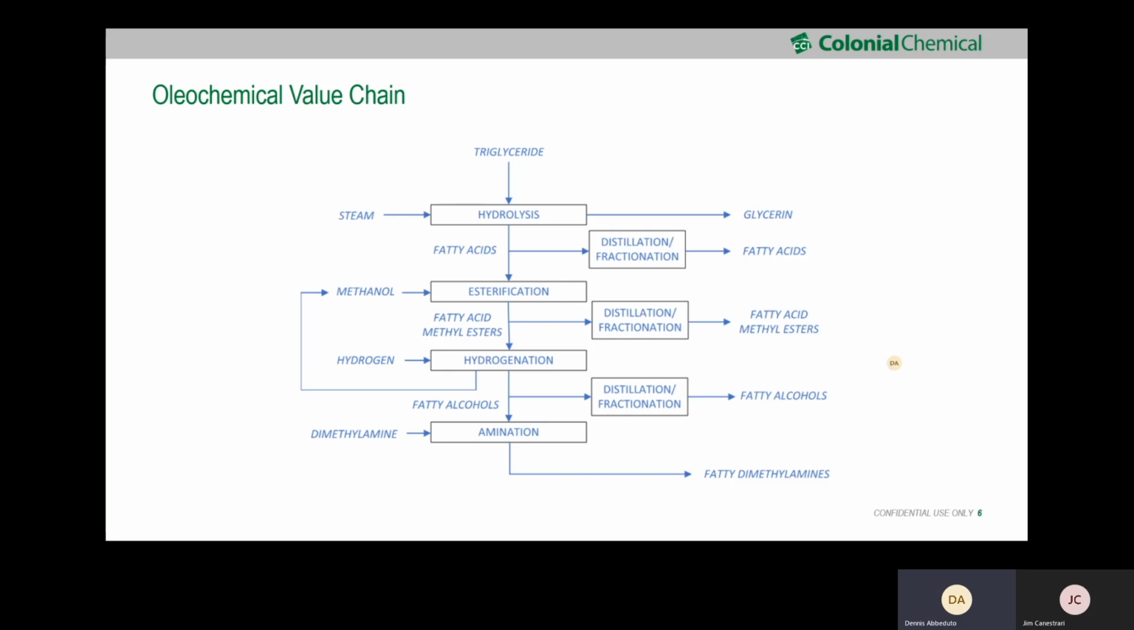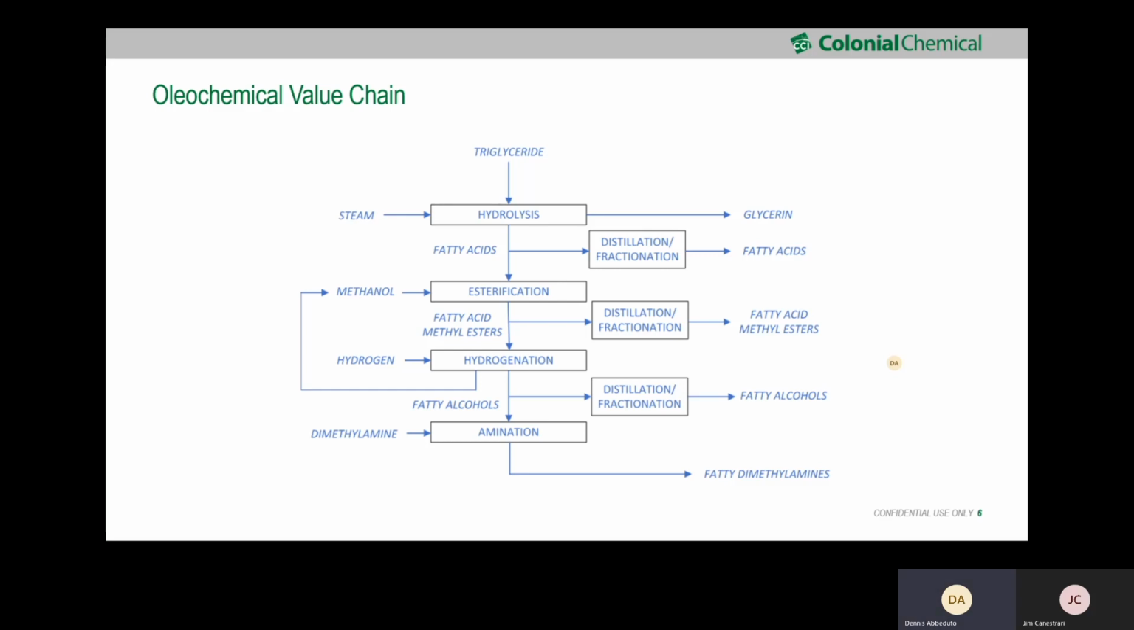Fatty acids that are produced there then can be used directly as a feedstock, or they can be distilled and fractionated. Another step that can take place once we produce the fatty acids is to produce the fatty acid methyl esters. And again, those can be distilled and fractionated or used as the whole methyl ester. Methanol is used as an input there, and the excess is typically removed at the end of the production.